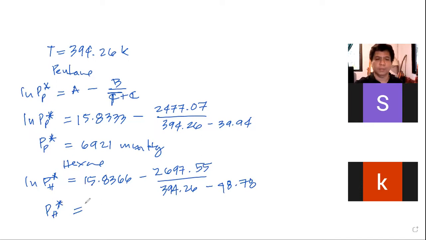Same thing. Your calculator. Come on, please try to get your calculator. Antoine's equation is basic, no? Kailangan familiar kayo dyan. So, shift solve. Ako ginagawa ko shift solve lang to find ln PH star. 15.8366 minus 2697.55 over 394.26 minus 48.78.